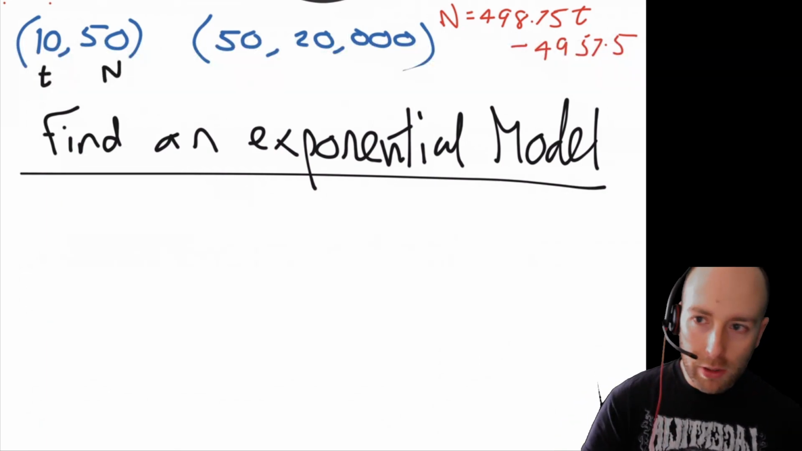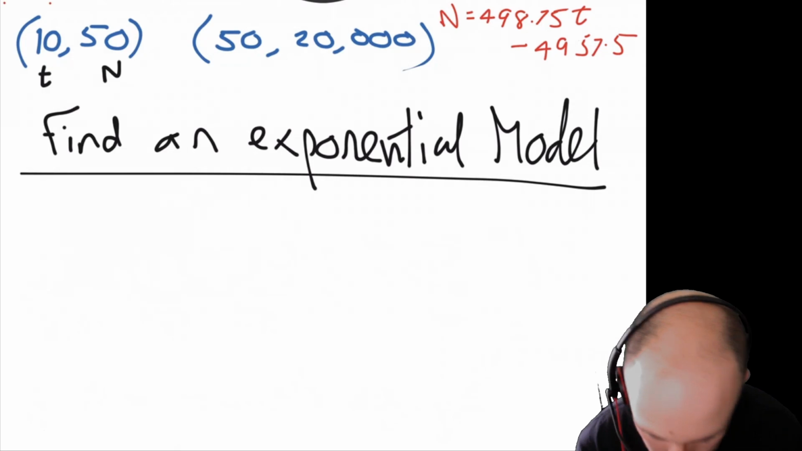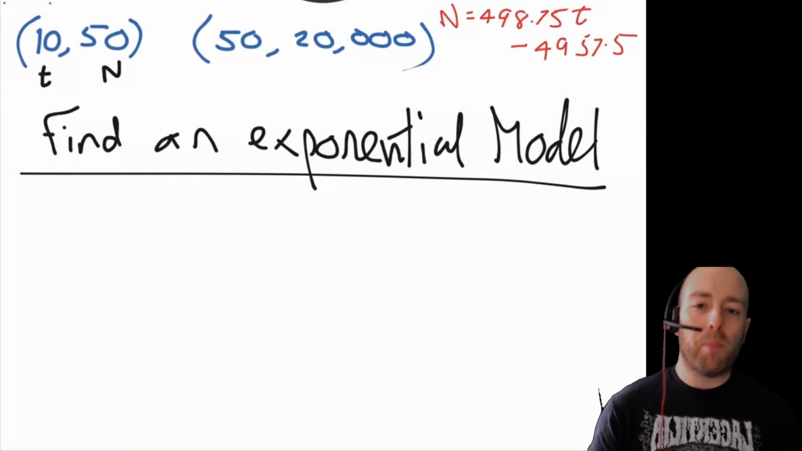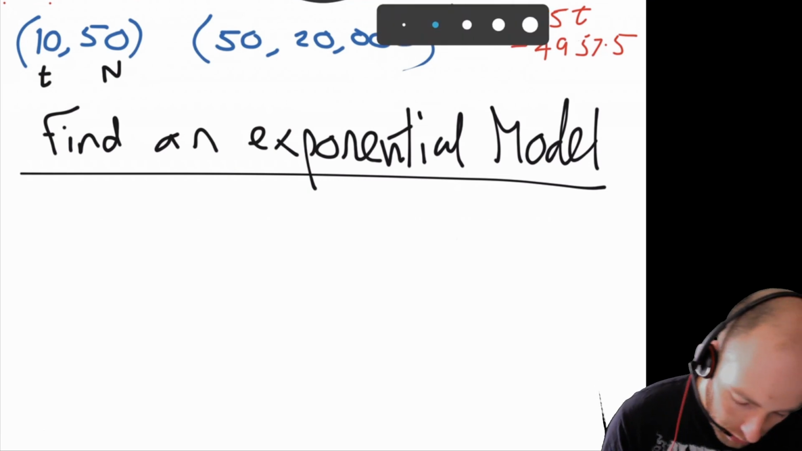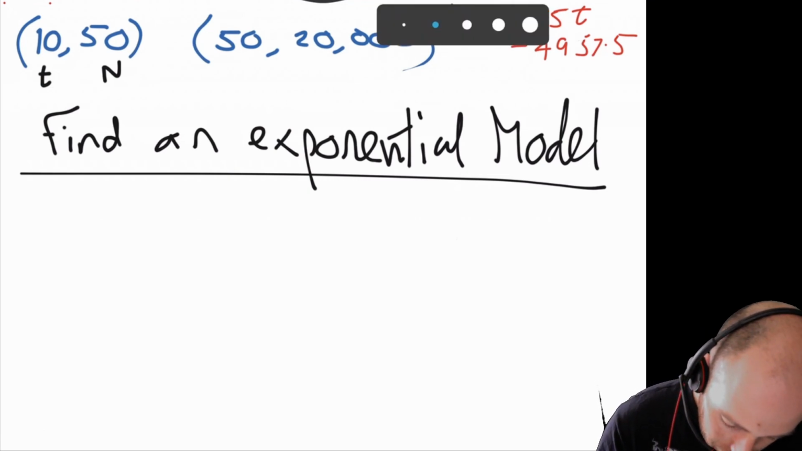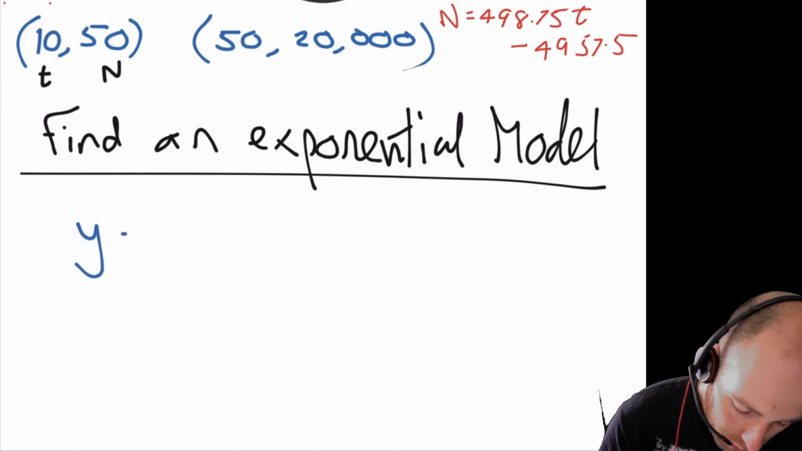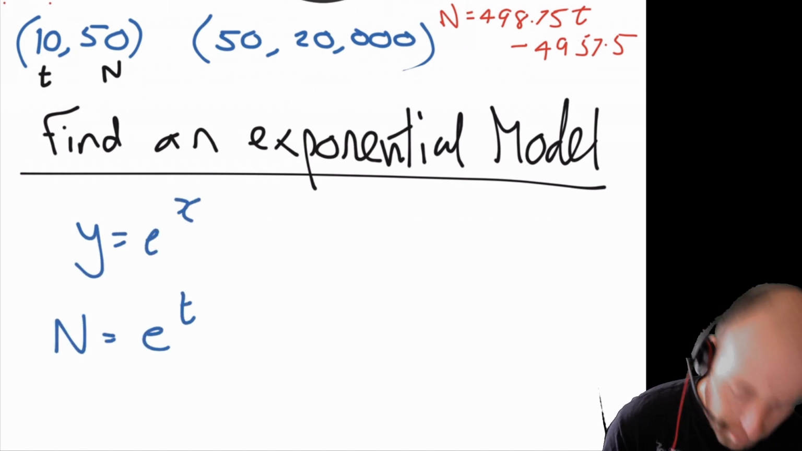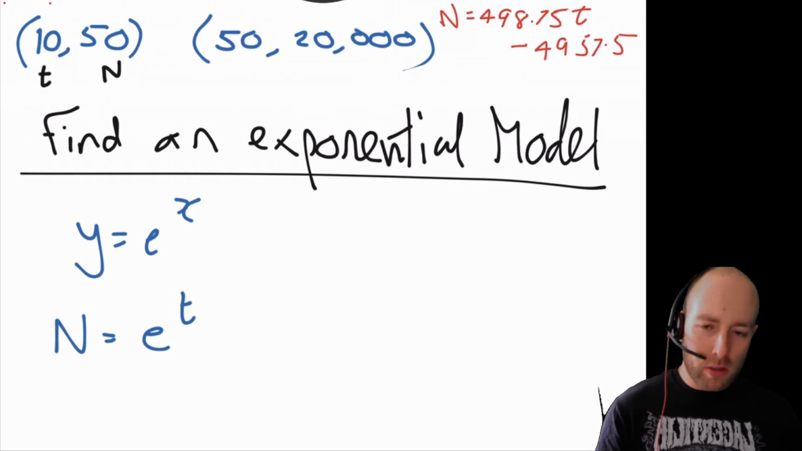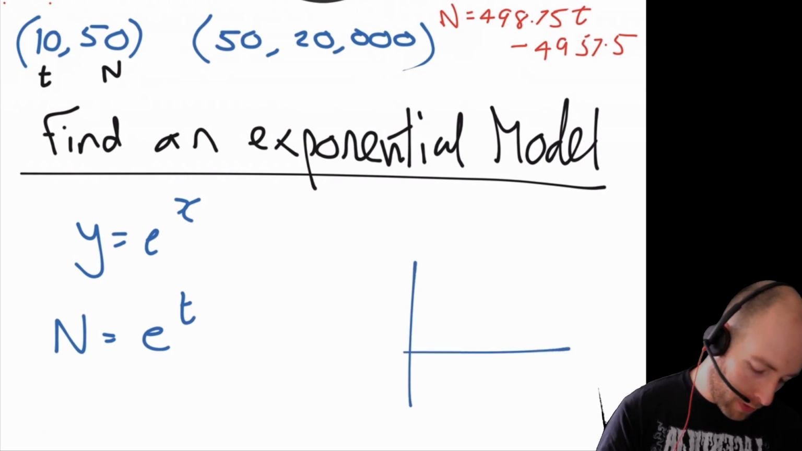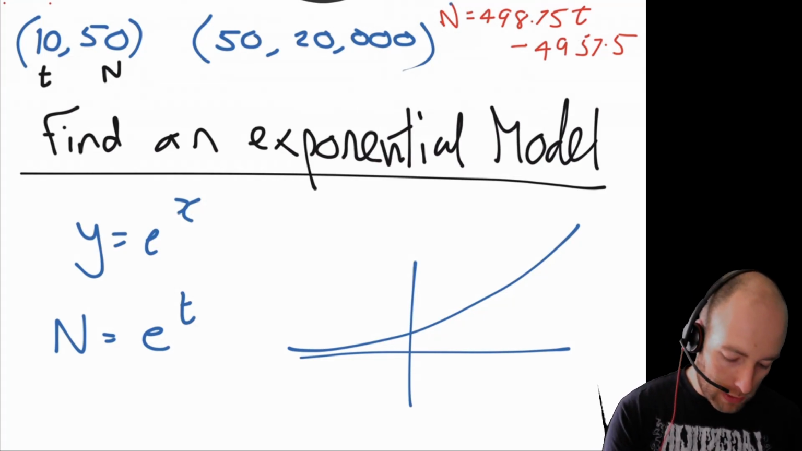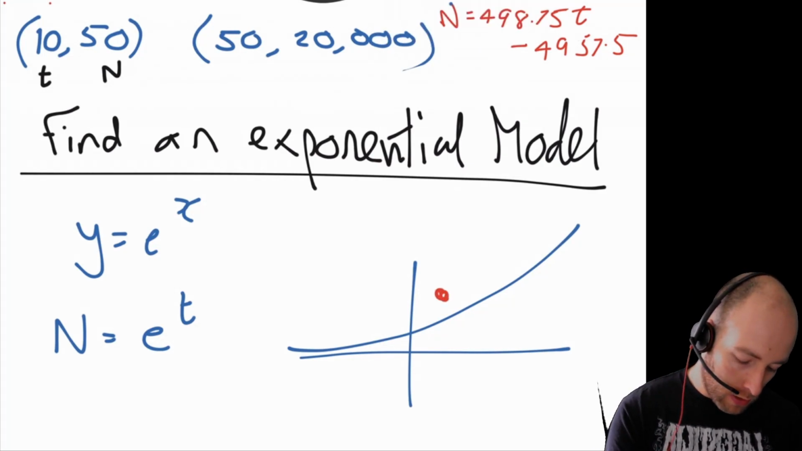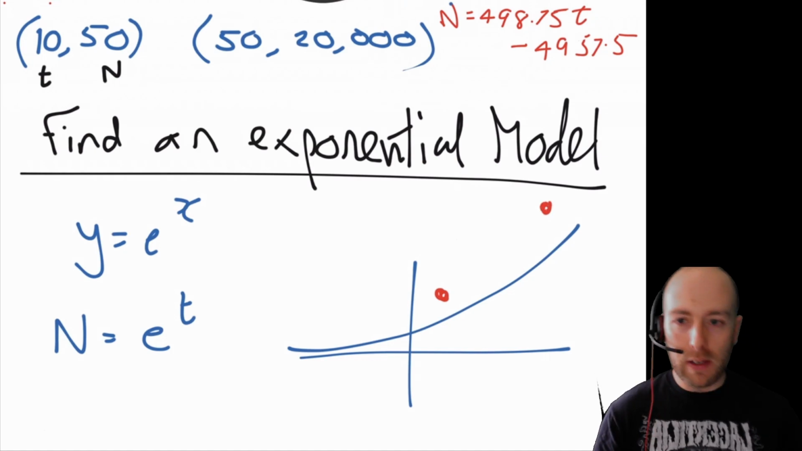Cool. How did you all get on? Anyone get anywhere? The key for this one is starting with a blank exponential. There's a few ways you can do it. The way I always prefer is to say y equals e to the x, or in this case, n equals e to the t. Obviously, that's not going to work, because we know an exponential graph looks like that. We need to force this to fit our two data points.